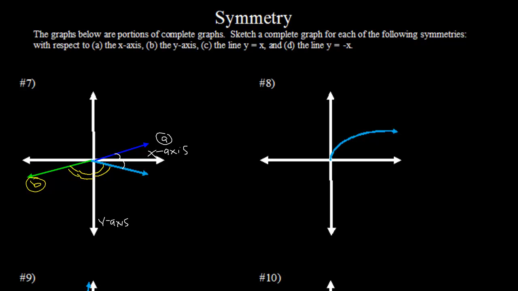Draw that line. Line y equals x has a slope of 1 and a y-intercept of 0. Therefore, if this light blue arc is my original, the measurement from here to that is going to be the same on the other side. So it's going to look a little something like this.